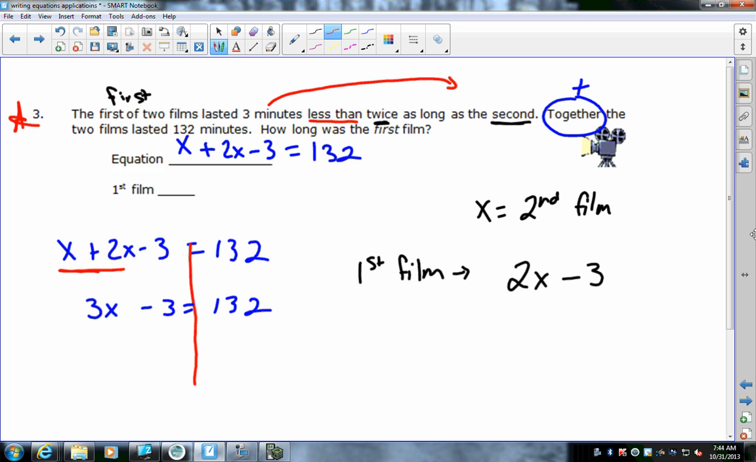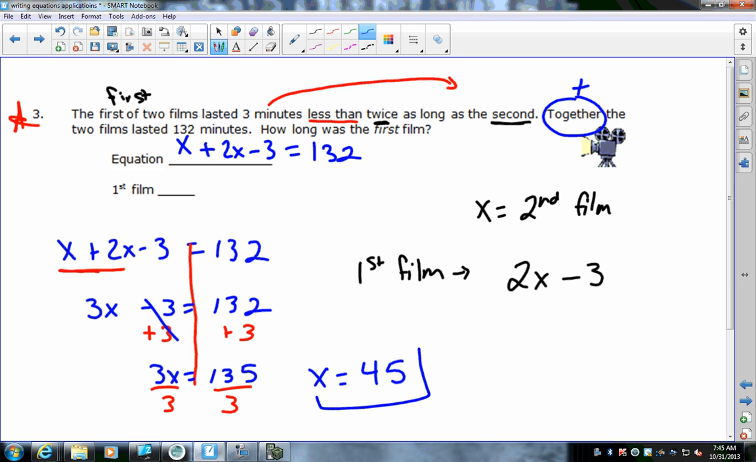From here, it's a 2-step equation. Add 3 to each side. I get 3x equals 135. Divide by 3. x equals, is that 45? 45. Okay. So is my answer 45? Is that what goes right here? No, it's not. Why not?